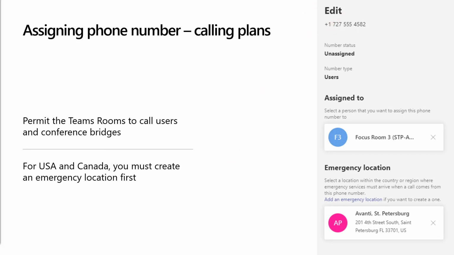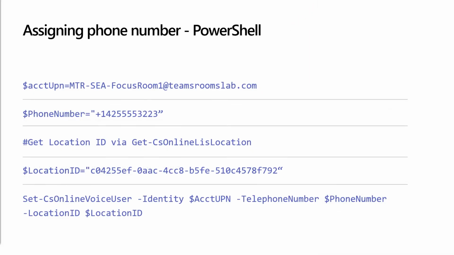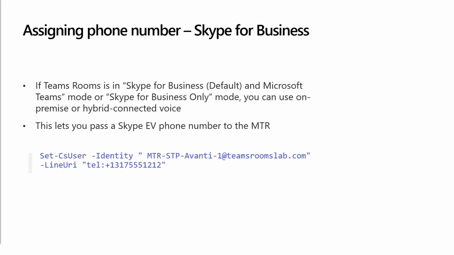You can also do this via PowerShell, which is a little more complicated. You have to get a location ID, at least for the United States and Canada, and then set the voice user with a telephone number and a location. In Skype for Business, it's a little easier. You use the Set-CsUser cmdlet and then assign the telephone number you would like to assign to that user.